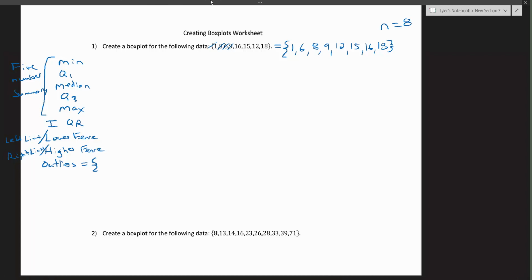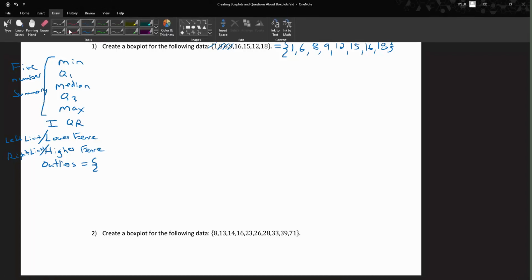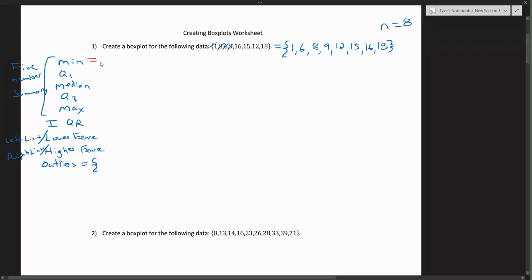So the minimum is pretty easy to find. My minimum is going to be 1. That's my smallest number in the data set. My maximum is 18. And then to find the median, I'm going to average the two middle numbers because we have an even number in our data set, right? So my two middle numbers are 9 and 12. I have 3 on either side. So to find the median, I'm going to take 9 plus 12 divided by 2, which is 10.5.